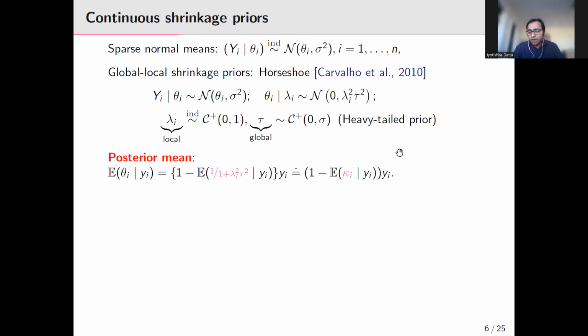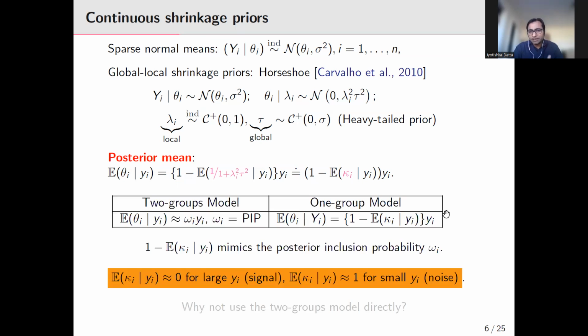Now, one of the cool properties of the horseshoe prior is that if you look at the posterior mean coming out of this horseshoe prior, it looks like a linear function of the observation y_i. So it turns out if you compare this expression with the expression for a two-boost model, then this extra shrinkage factor works as if it's the posterior inclusion probability, although formally it is not a posterior quantity, so we call this a pseudo posterior inclusion probability.